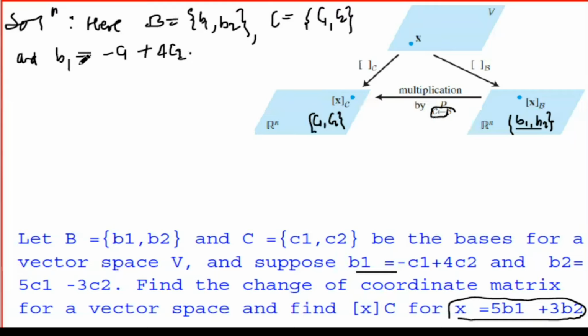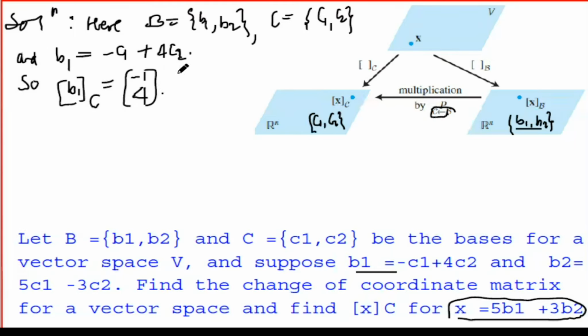So the C coordinate for B1 equals the coefficients of minus C1 and 4C2, which are minus 1 and 4. This is the coordinate for basis C, minus 1 and 4.